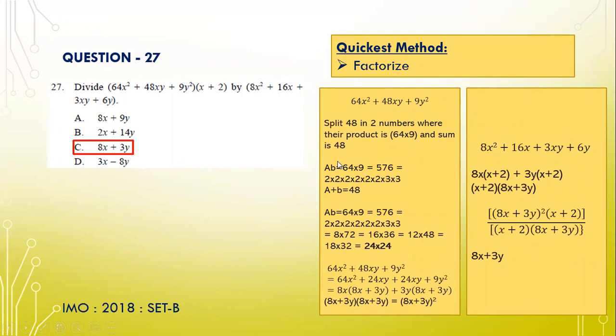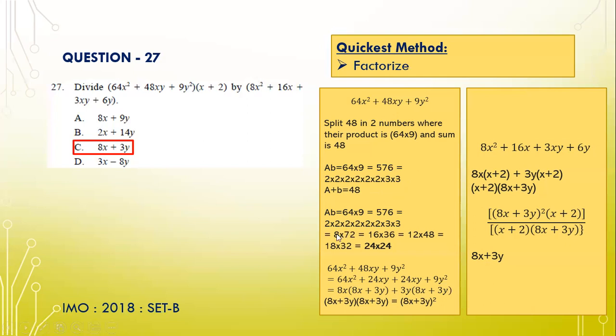Now, how do you split 48? You have to split 48 into two numbers where their sum is 48 but their product is 64 into 9, isn't it? So what is 64 into 9? It is 576. And what are the factors of 576? 2 into 2 into 2 into 2 into 2 into 2 into 3 into 3, isn't it?